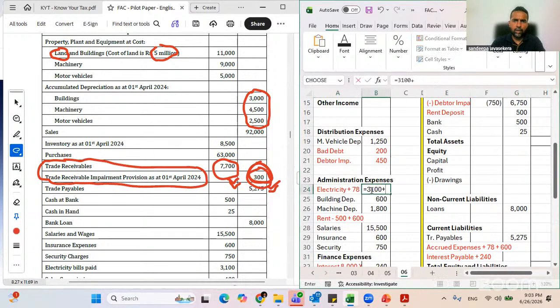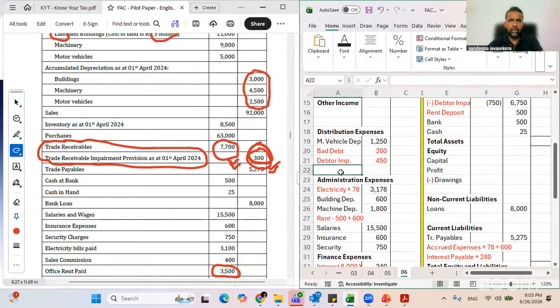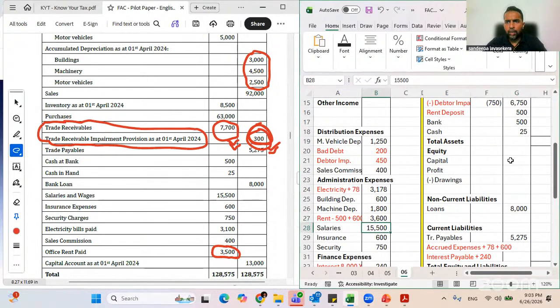Electricity 3,100 plus 78. Sales commission 400. Rent paid 3,500 minus 500 plus 600, 3,600. Capital 13,000.